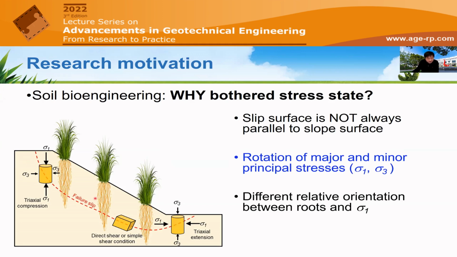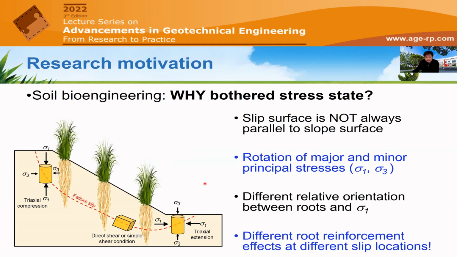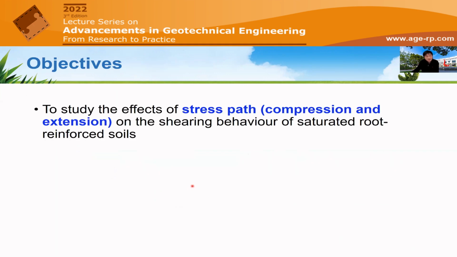So along this rotation of the stress state, the reinforcement effect also depends on the root orientation, because whether the reinforcement is given to the soil effectively depends on the relative orientation between the root growth and the major principal stress. In other words, if you put the same plant in different positions of that slip, you will have a different reinforcement effect. So in short, we couldn't simply assume whatever we obtain from a direct shear box test could be equally applied in other places of the slip plane. We have to be careful on this, and that is the research question we have been asking in this part of the research. So that leads to the objectives here.